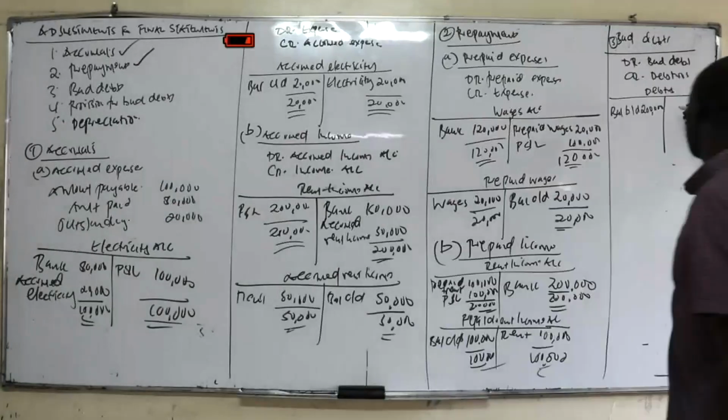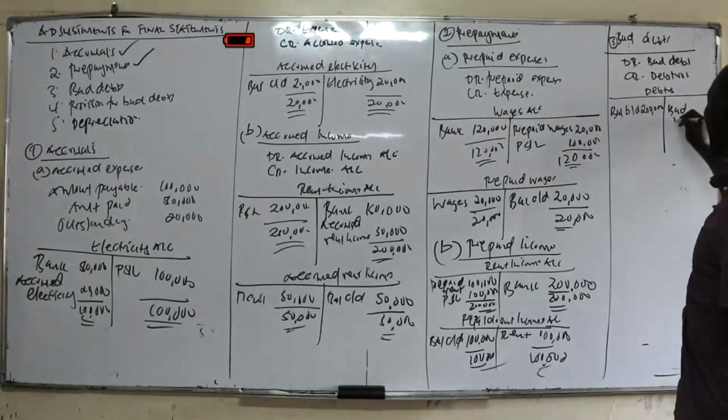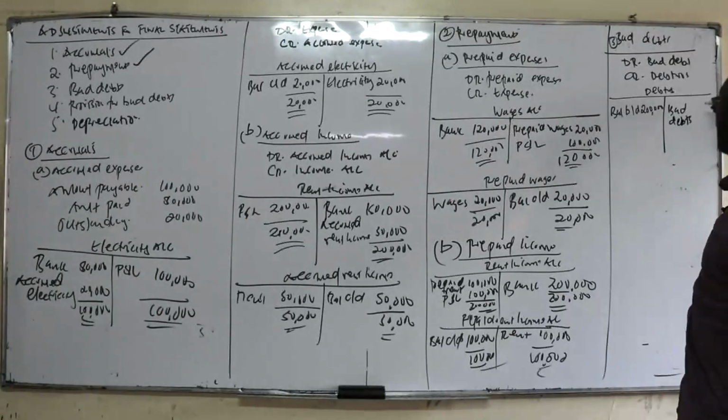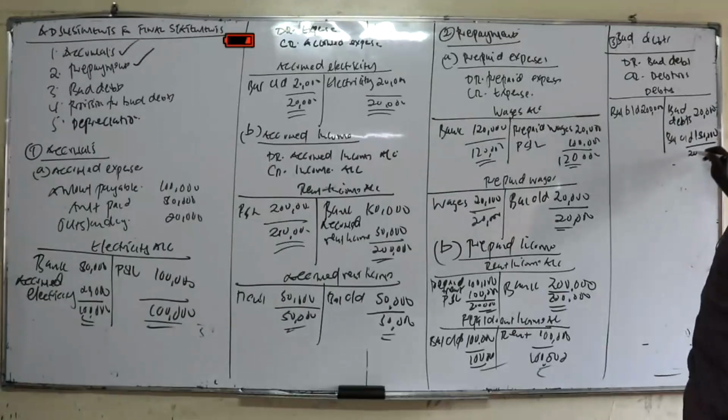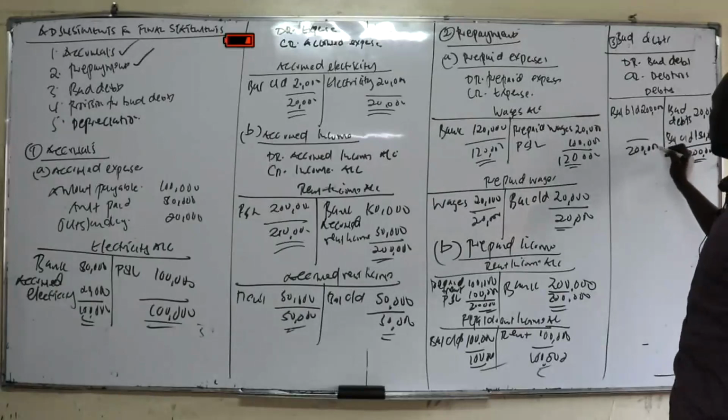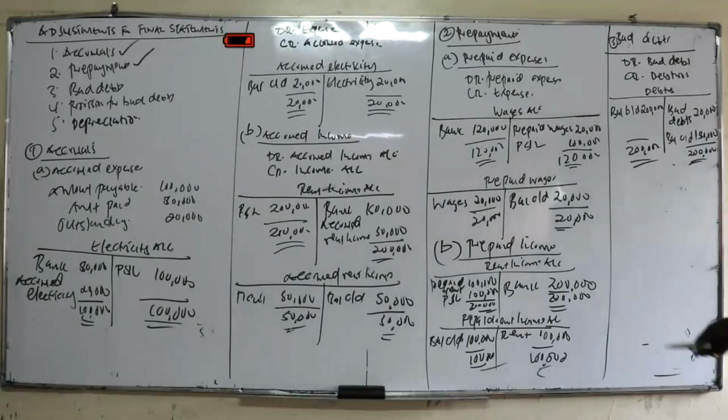You write here bad debts. That particular debtor that is already declared bankrupt, you remove his amount from the account. So here you remain with those ones that are going to pay, which is now 180,000. This one that has been proven not to pay, you write them off.